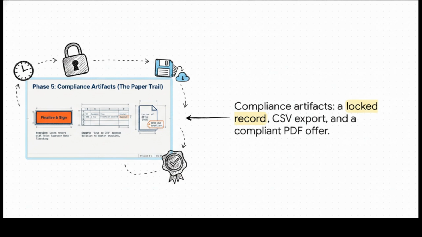First, you've got a finalize and sign button that locks the record down with a human assessor's name and a timestamp. Can't argue with that. Second, there's a save to CSV function for the master audit log. And finally, you get the official compliant letter of offer for the student. This whole thing is the defensible paper trail.